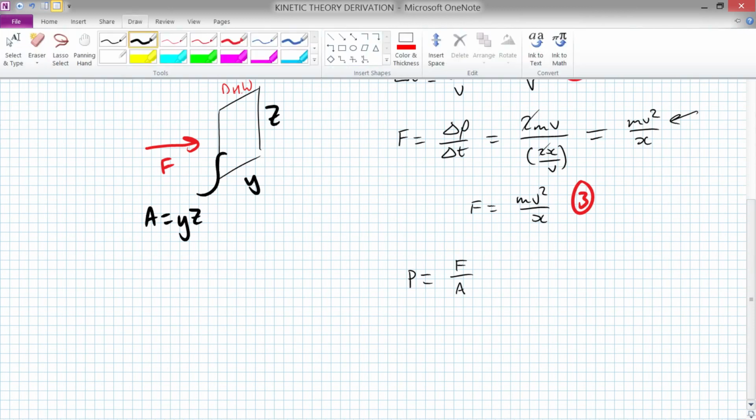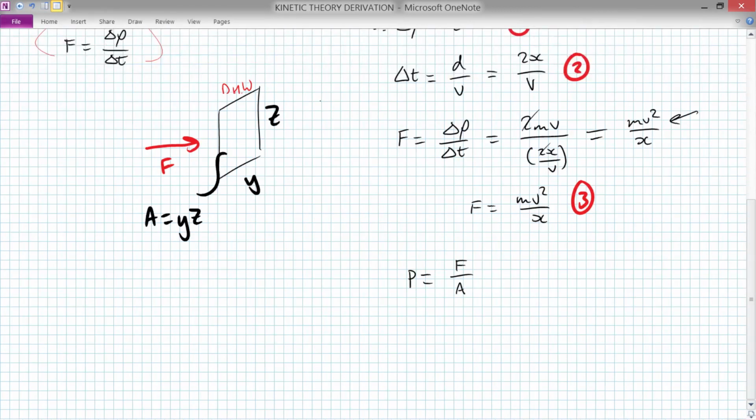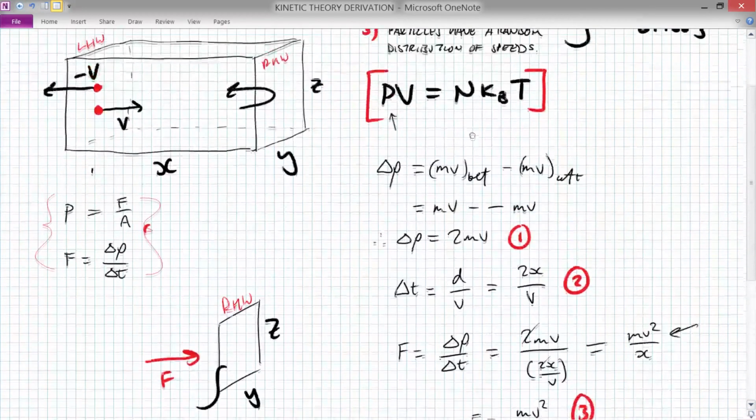Okay, let's do this then. So our pressure then is just equal to my force from equation 3, so that's mv squared over x divided by my area, which is yz, and that's going to give me, well, I'm dividing by my x on the top, so that just drops down to the bottom. More algebraically, what I could do is multiply the top and bottom of this fraction by x. It would cancel on the top and leave it on the denominator. And that'll give me mv squared over xyz. xyz, well, let's have a look at this again.